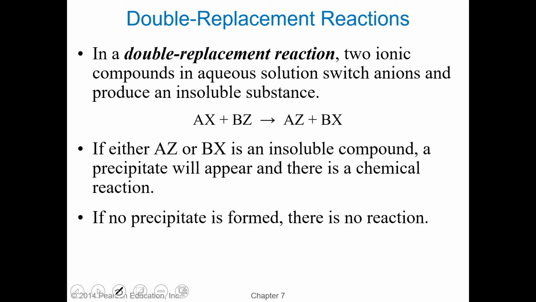So a double replacement means that the cations switcheroo. They swap places with anions. So you'll see here, A was with X, and B is with Z. Once it's reacted, there are your B and your Z's. Now, in order for us to say a double displacement reaction has occurred, one of the products must be a solid. Just one of them. There must be at least one solid formed. If no precipitate is formed, there is no reaction, and we simply say NR.